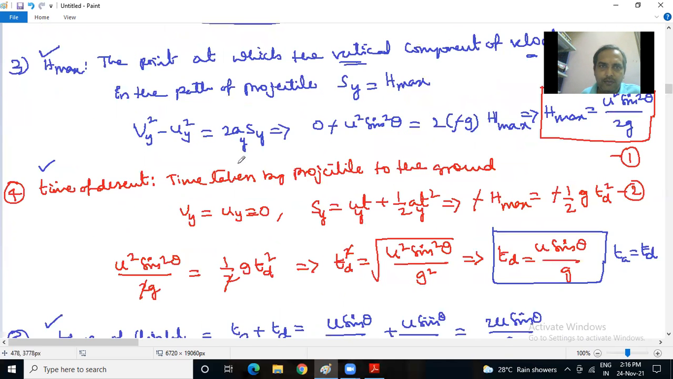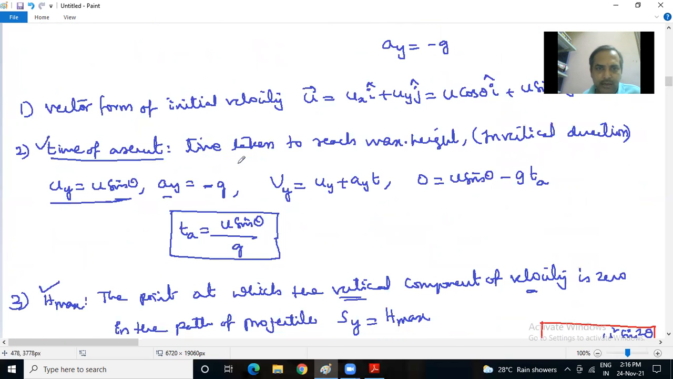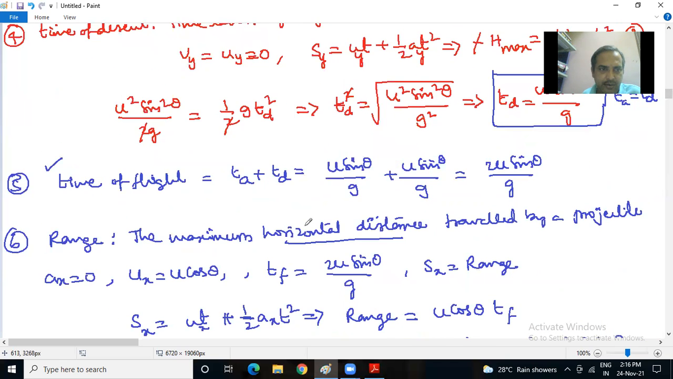So in my next video, I'll continue with the numericals based on these equations, time of ascent or descent, of maximum height and range.